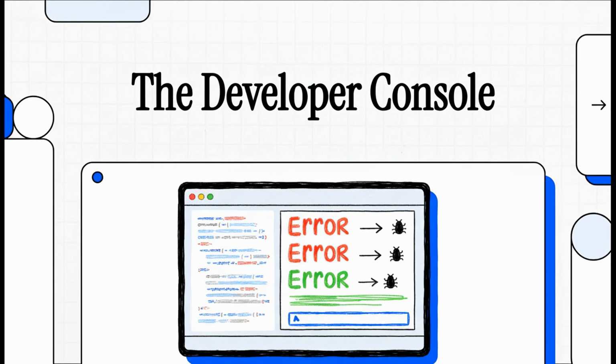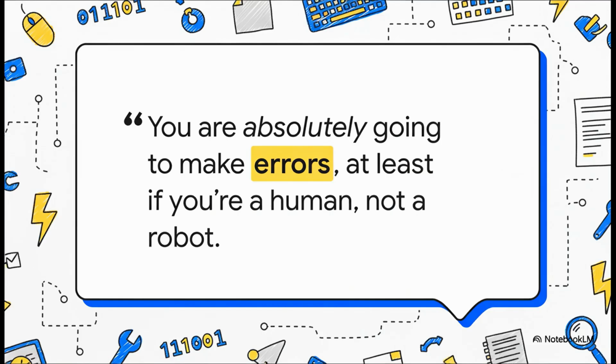You've been there, right? You write some code, you hit run, and absolutely nothing happens. Just a blank screen staring back at you. It's so frustrating. Well, today, we're going to pull back the curtain on the secret weapon that every programmer needs, the developer console.